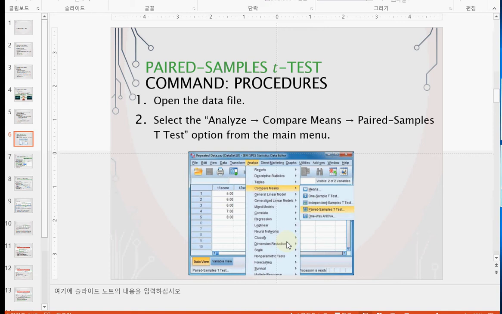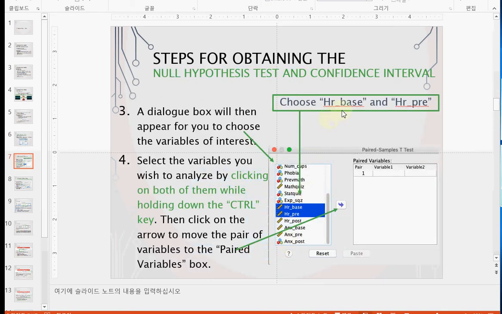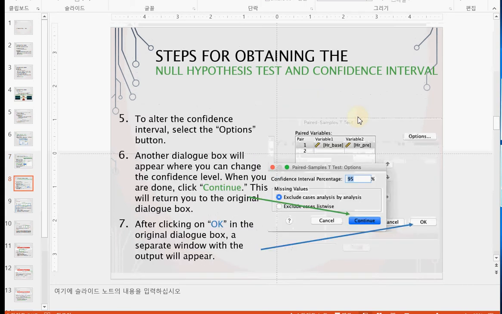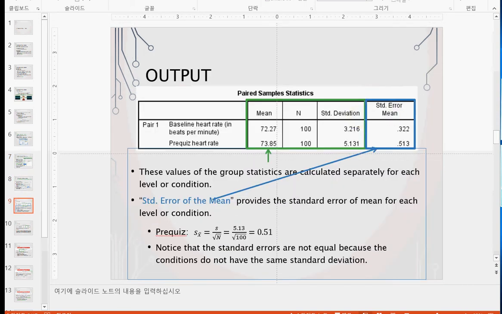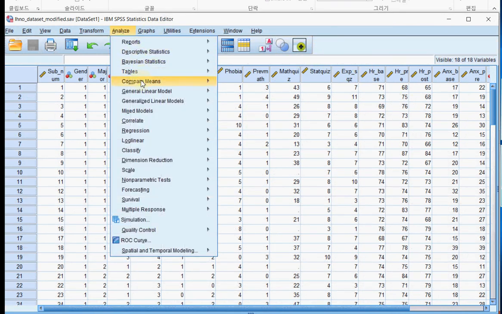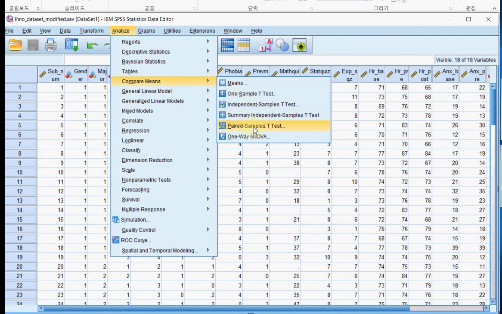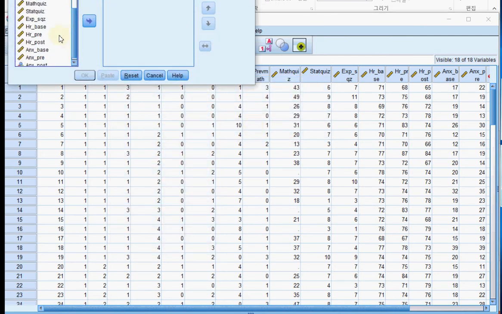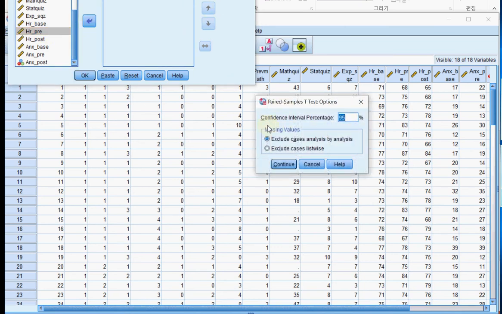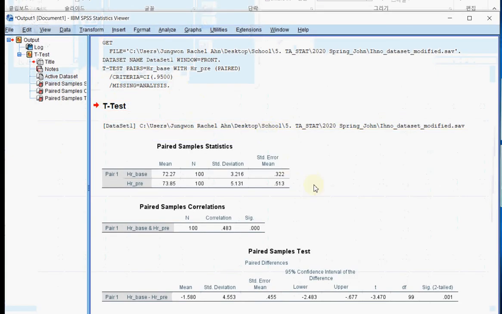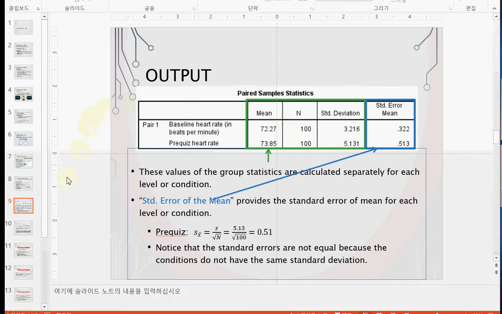So here we go, SPSS. We're using HR base and HR pre. We go to Analyze, Compare Means, Paired-Samples t-test. Choose HR pre and HR base. If we go to Options, check that the confidence interval is 95%, then OK. We've got three tables as output. Let's see what they look like.